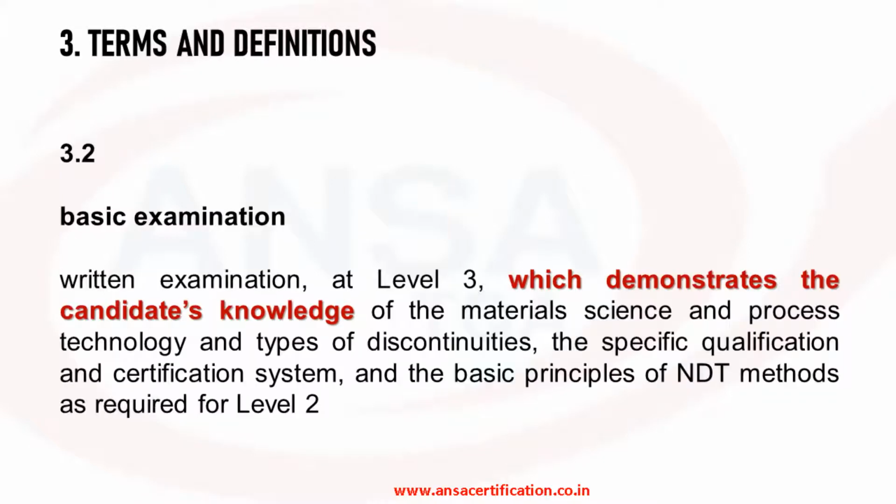Let's talk about basic examination. Basic examination at level 3 is a one-time examination, which you need to pass before you appear for method level 3 exam. Basic examination is conducted in 3 parts. Part A will consist of 25 questions from materials science and process technology and types of discontinuities. Part B will consist of 10 questions from the specific qualification and certification system, ISO 9712. Part C will consist of 60 questions from the basic principles of NDT methods, as required for Level 2.